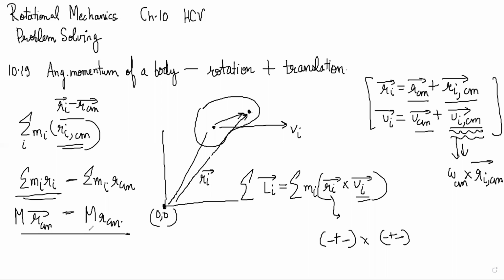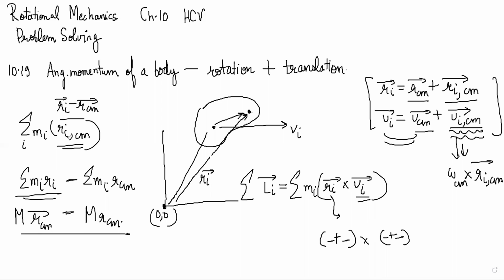Similarly, the exact same logic for Mi Vi with respect to CM also makes it disappear, because it is again M VCM minus M VCM, since Vi with respect to CM is Vi minus VCM. So that factor also disappears. What is left is the first one and the last one.